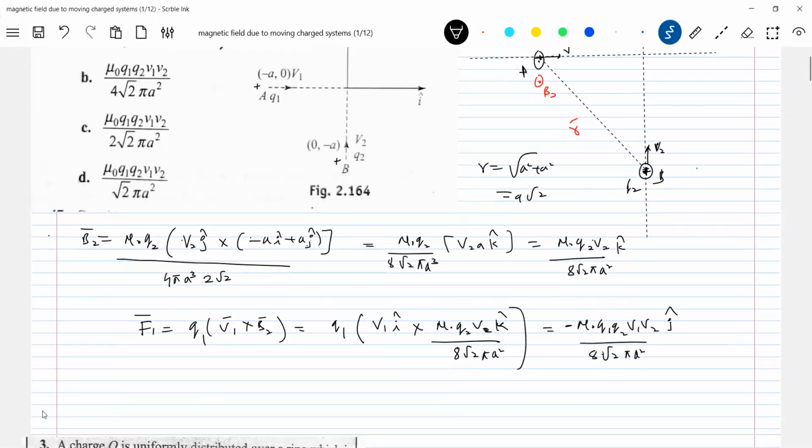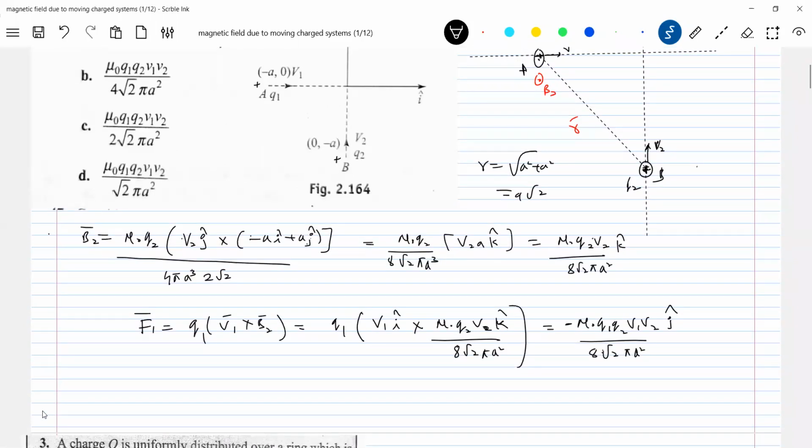What shall we name this F1? It is the force acting on charged particle 1 due to the field produced by the moving charged particle 2, that is, force acting on Q1 due to the field produced by Q2. Now, what is the force F2 acting on the second charged particle due to the moving charge Q1? Will it be equal and opposite?